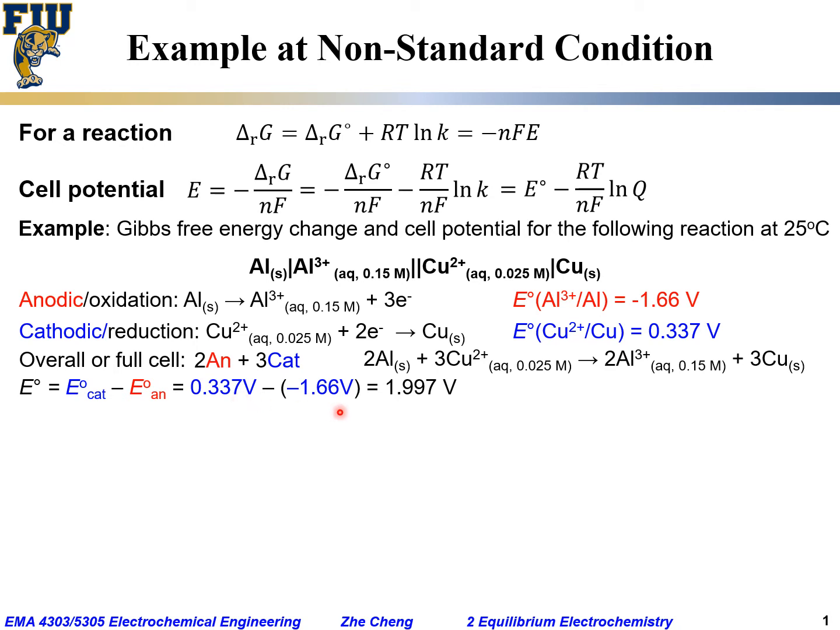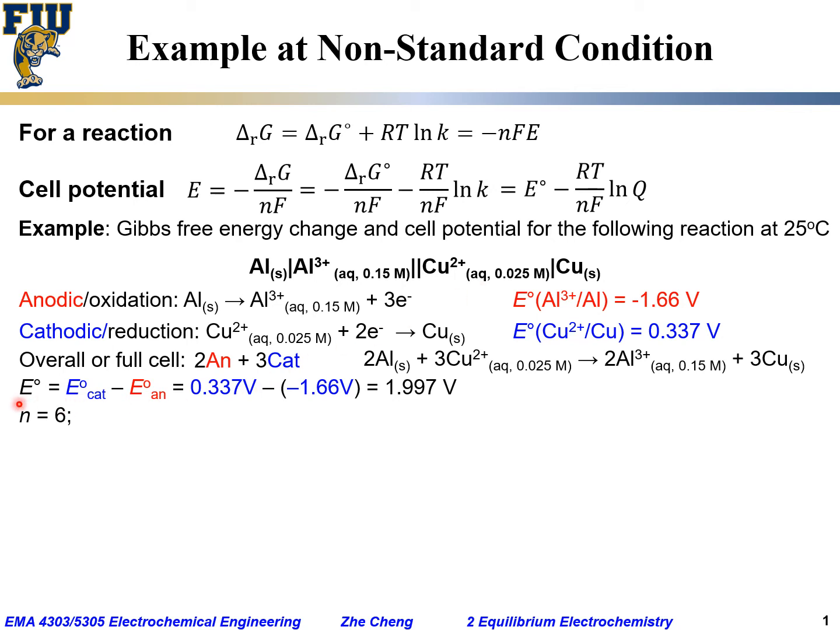And then if you plug the numbers in, you would get the standard cell potential for this overall or full cell reaction would be 1.997 volt. Okay, this is what we get. We get the standard cell potential. Then keep in mind the electrolyte solutions are not at standard concentration.